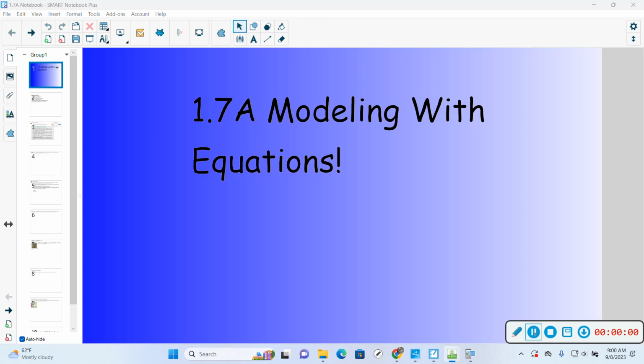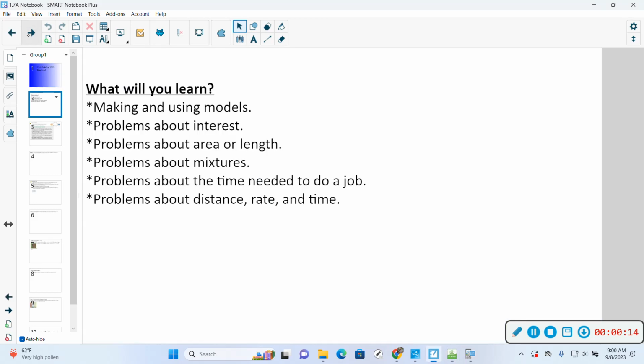So let's get into our modeling with equations. Like I said, it's going to be word problems. Now, as always, I'm probably going to be a little fancier and go through all the steps to solve these word problems, like define the variable. I'm going to do all of that. You'll probably have a little less work than I do.